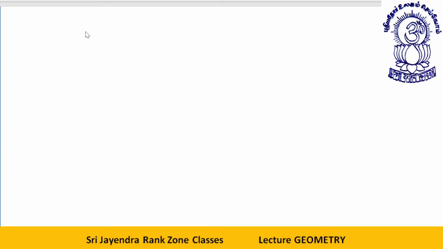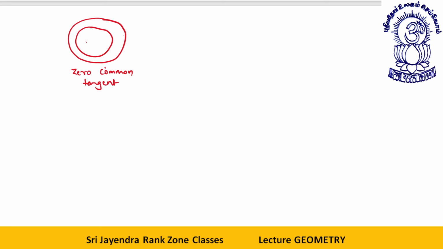Suppose I say these are two circles. This is the second circle. One circle is inside the other. They don't have any direct tangent. I can say zero common tangents. In the first case, it is not possible to draw a line which can be tangent to both simultaneously.